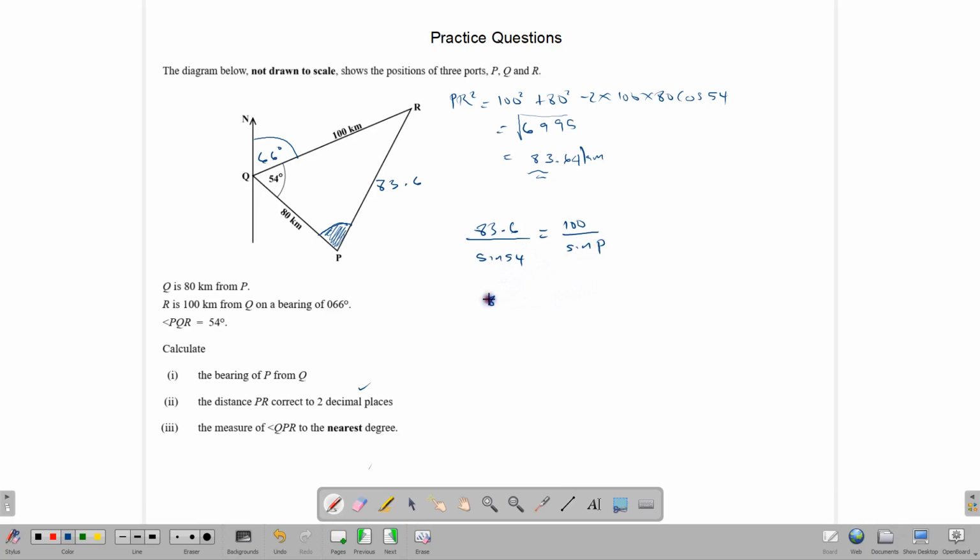Cross multiplying, we have 83.6 times the sine of P is equal to 100 sine 54. And therefore, the sine of P would be equal to 100 sine 54 over 83.6. So once we punch that calculation in, we will end up with 0.968 for sine P. All right. Now remember that this is not the angle, it is the sine of the angle. So we need to say that now angle P is the sine inverse of 0.968, and that should give us approximately 75 degrees written to the nearest degree.